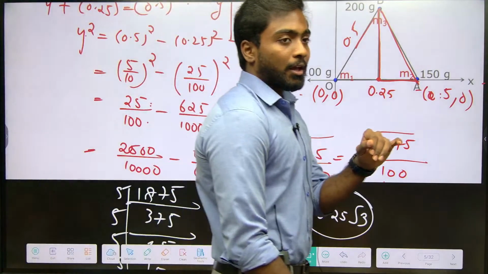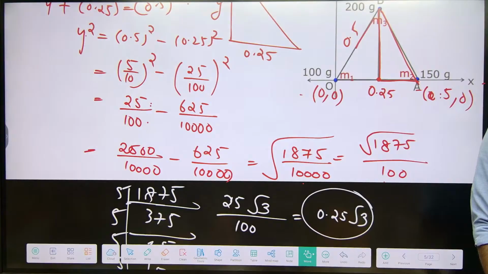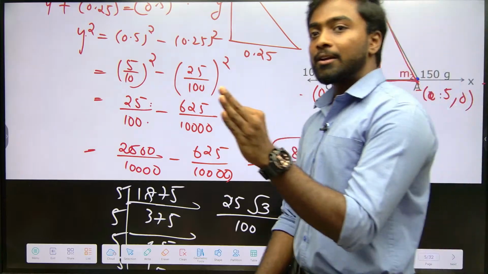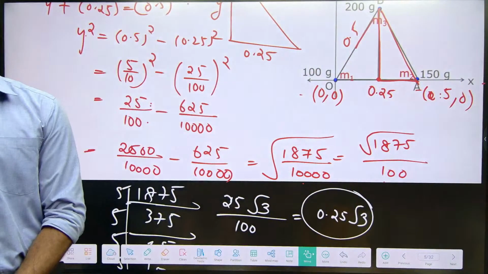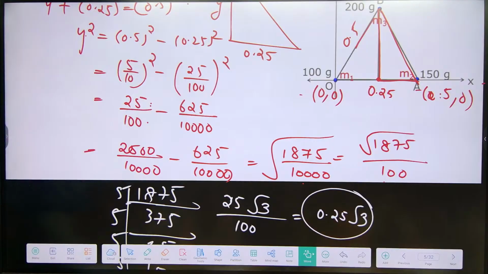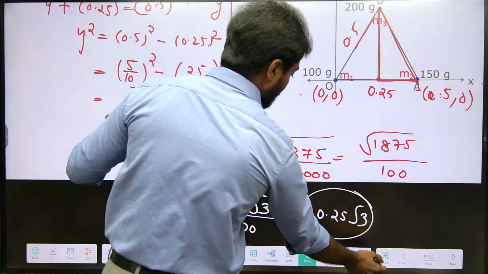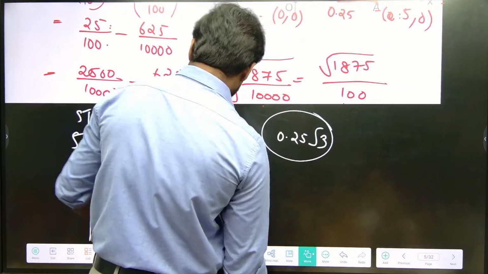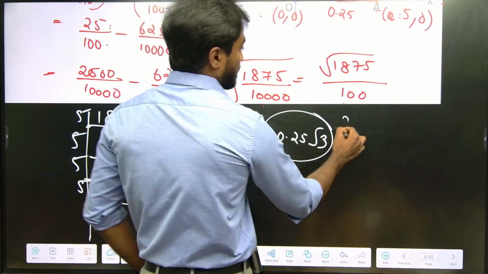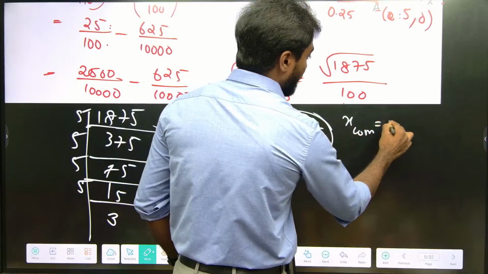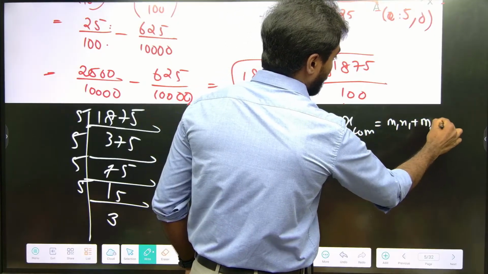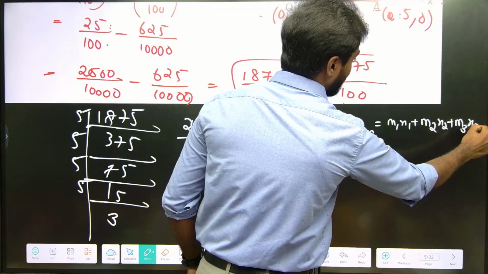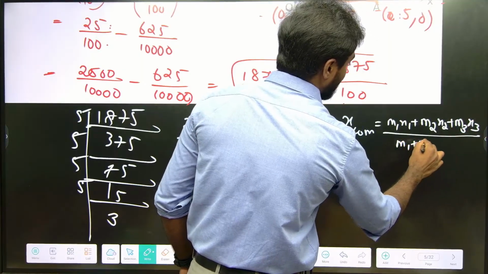So now we have all 3 point coordinates: 0, 0, then 0.25, 0, and 0.25, 0.25 root 3. Okay, 3 coordinates we have. Now to find the center of mass, separately for x center of mass and y center of mass we need to find. So x center of mass equals m1 x1 plus m2 x2 plus m3 x3 divided by m1 plus m2 plus m3.